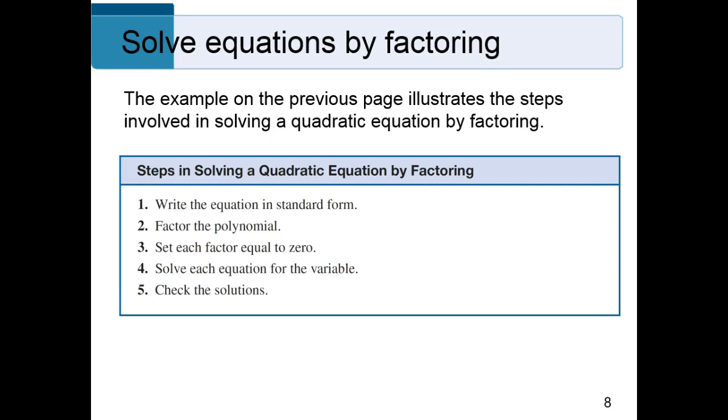The example on the previous page illustrates the steps involved in solving an equation by factoring. First, write the equation in standard form if it's not in standard form. So that's the first thing you do. Look at the equation. Is it in standard form? If it's not, get it in standard form, and that's the subtracting 6 from both sides on the left.